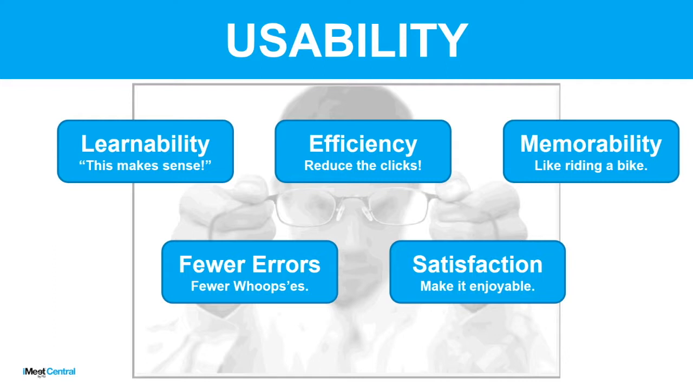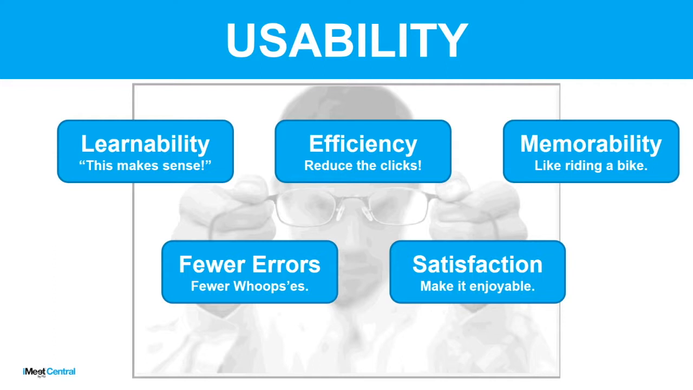A usable system is efficient. It is a system that reduces clicks. So when I have accounts ask me, how do I improve my configuration, one of the first things I try and identify is what people are clicking on. If it takes somebody 10 clicks to do something and we can do it in 2, that's a great improvement over the design. A usable system is memorable.